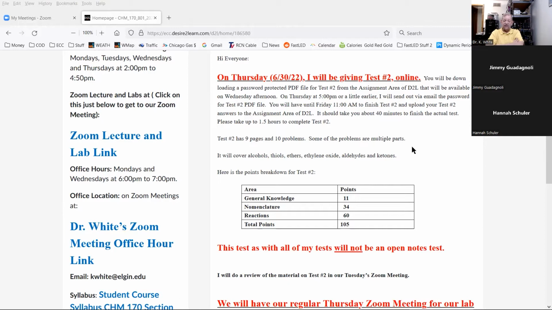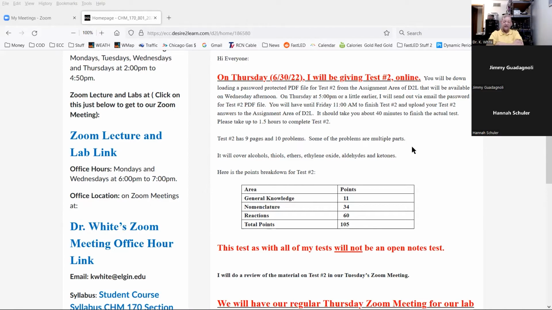Now, general knowledge, well, we've talked about nomenclature. There are 2 types of questions. Here's the molecule, give the IUPAC name. And the other type of nomenclature question is, here's the name, both common and IUPAC, draw the structure.